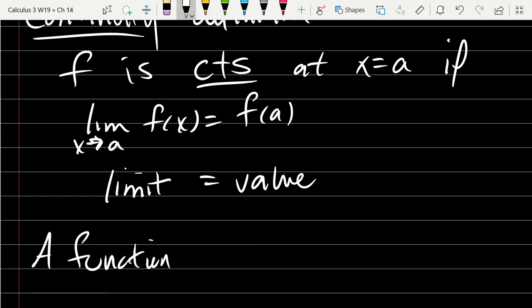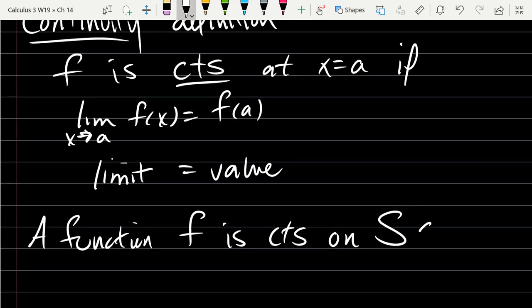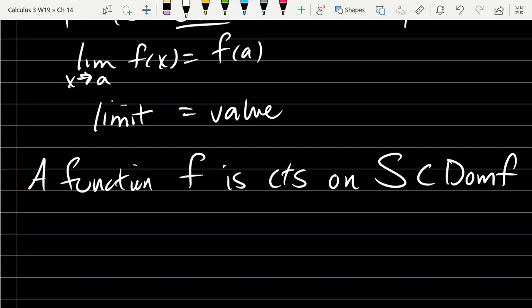So one way to think about this is limit equals value. It's the exact same definition for continuity in Calculus 1, where we had real functions, real-valued inputs and outputs.